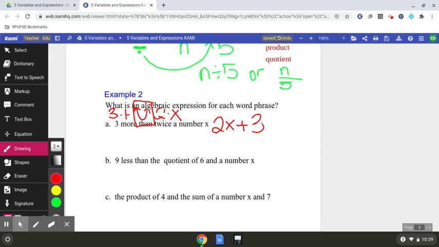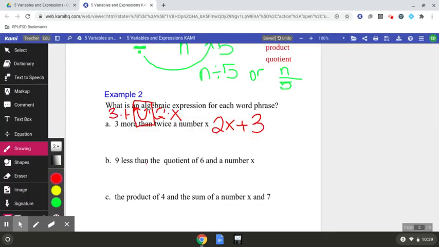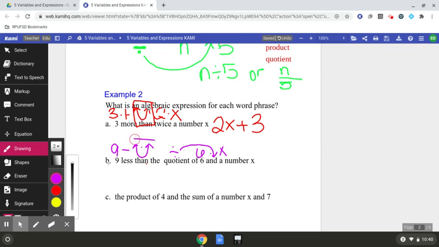Okay, part B says 9 less than the quotient of 6 and x. I'm going to change my color. So 9 less than is a switch word. The quotient is a special word that we're going to move to 6 and x. So the big thing is the switch word again. I want to make sure I switch the order.